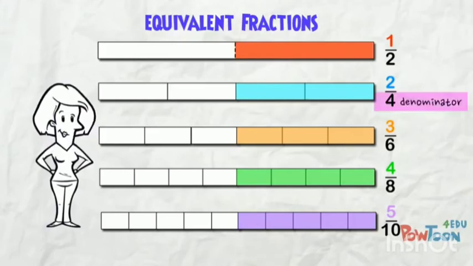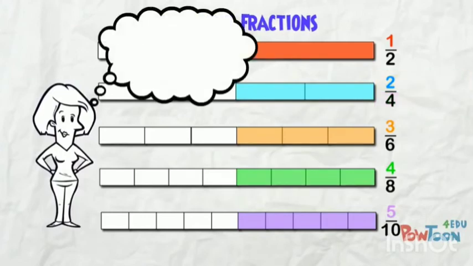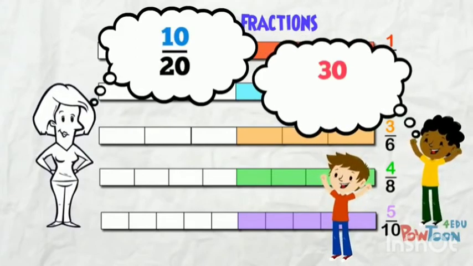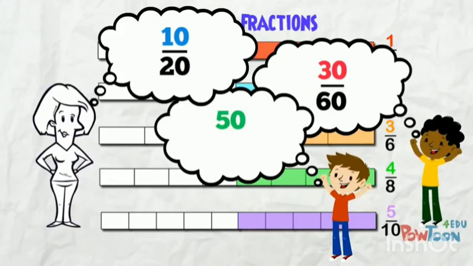Notice that the denominator is 2 times its numerator for all these equivalent fractions of 1/2. And you could easily think of some more like this without using fraction strips: 10 over 20, 30 over 60, 50 over 100.